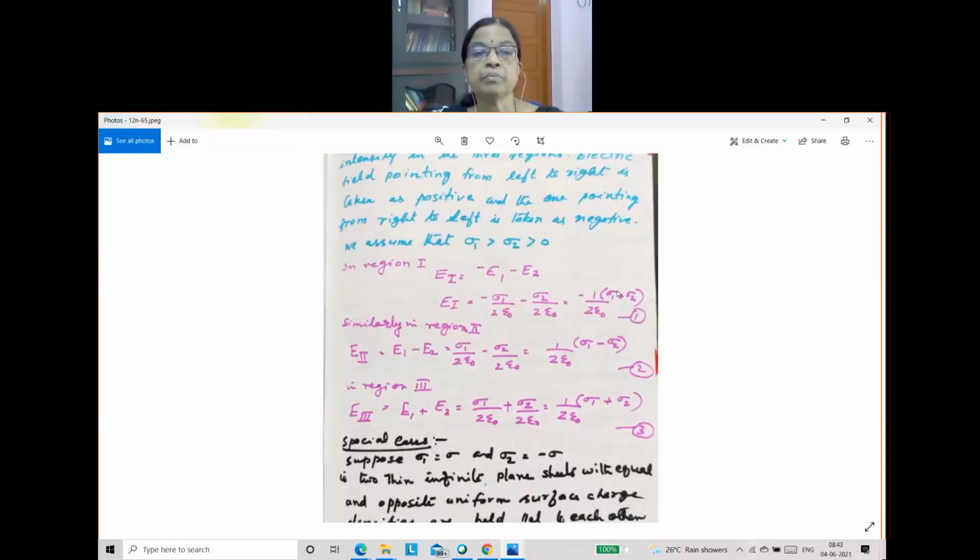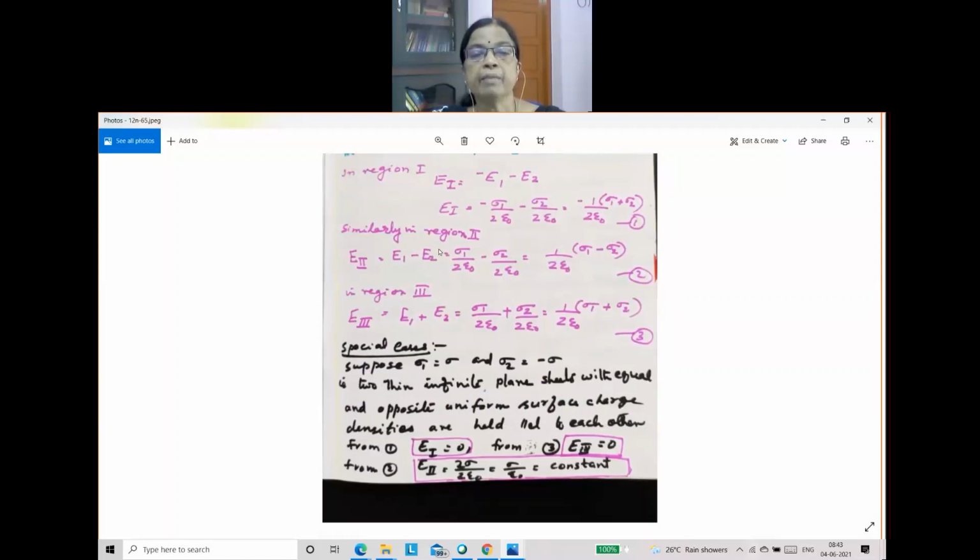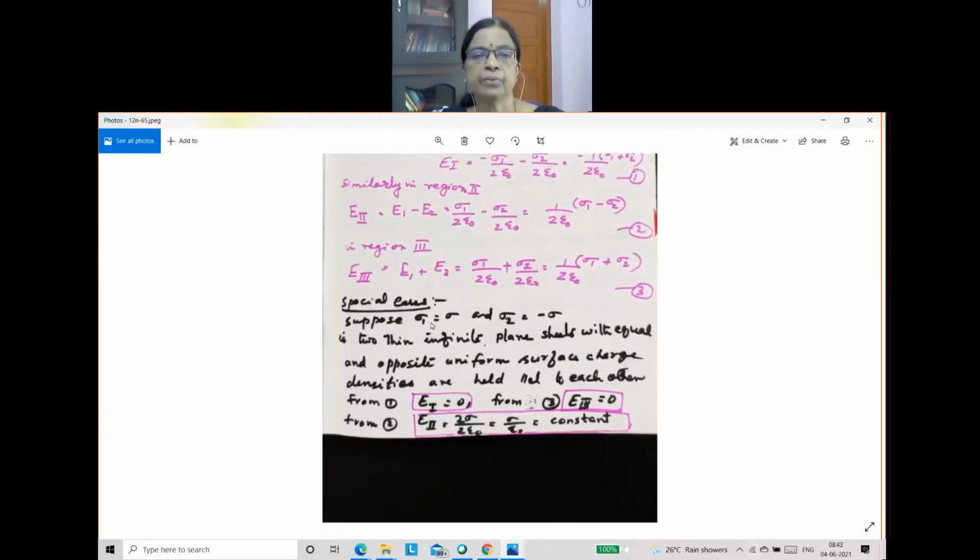Okay. Next, region 2. I told you E1 is to the right side and E2 is to the left side, so the net field will be E1 minus E2. So 1 by 2 epsilon 0, into sigma 1 minus sigma 2. In region 3, both are towards the right. So you have to add E1 plus E2, sigma 1 by 2 epsilon 0 plus sigma 2 by 2 epsilon 0. So 1 by 2 epsilon 0 into sigma 1 plus sigma 2. So these are the special cases.